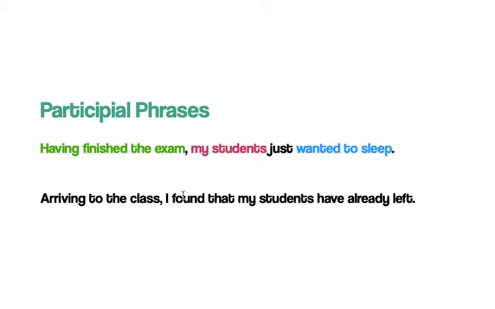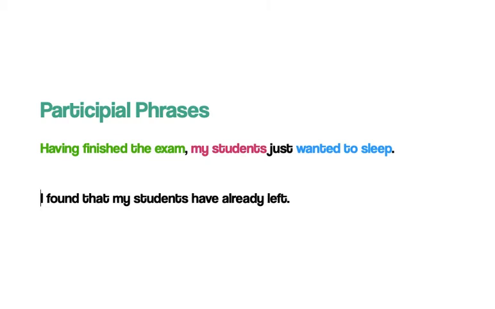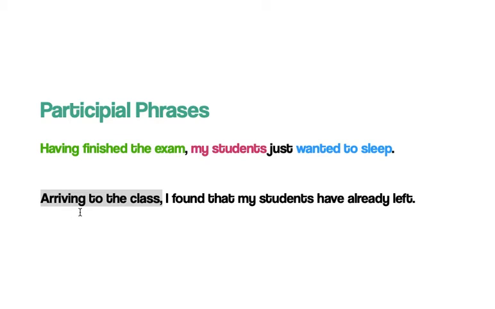So, arriving to class, I found that my students have already left. Okay, so now if I eliminate this, I found that my students have already left. It's a full sentence with subject, verb, and complement, right? So here we have some extra information, okay? So what is the subject? We have I is the subject, okay? And then we have the verb, I found. Then we have the complement, right?